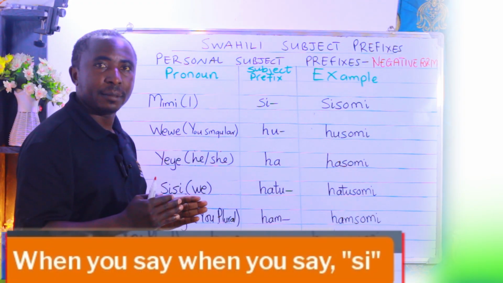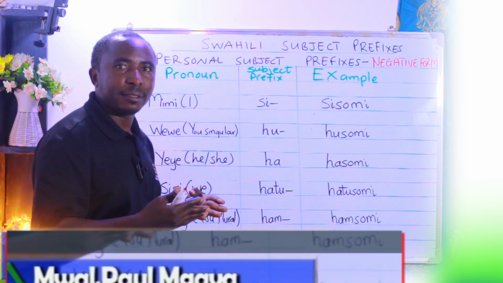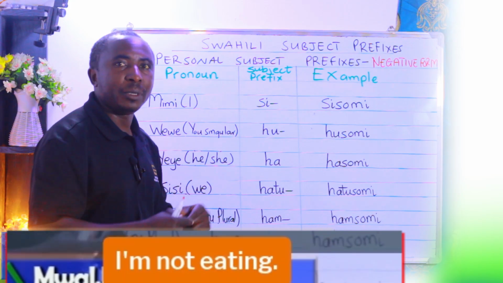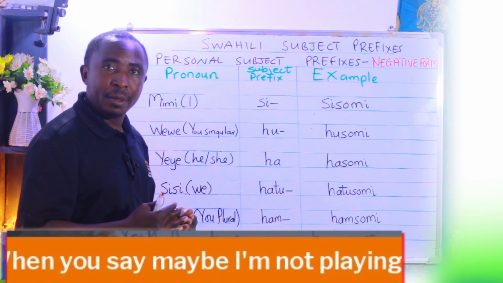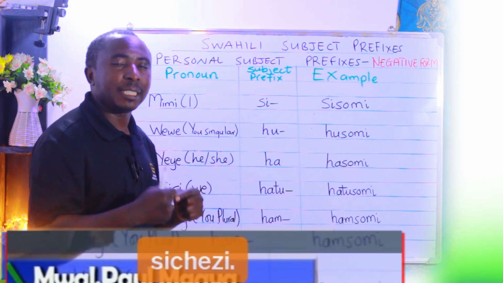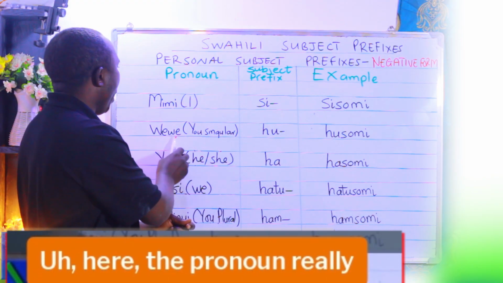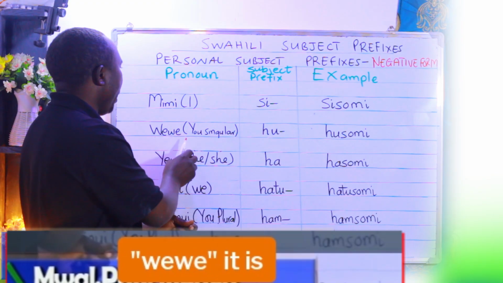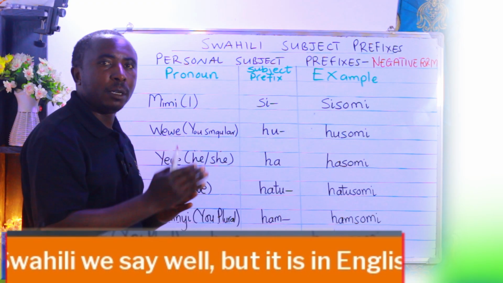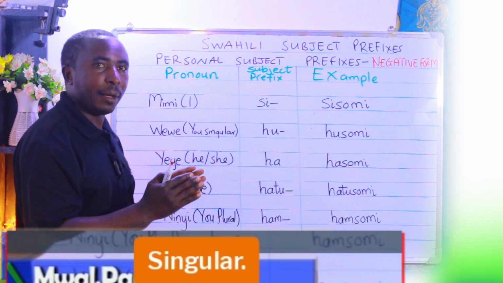When you say sili chakula, I'm not eating. When you say, maybe, I'm not playing, sichezi. Okay? Here the pronoun is wewe. Wewe is you in singular. In Swahili we say wewe, but in English it is you singular.